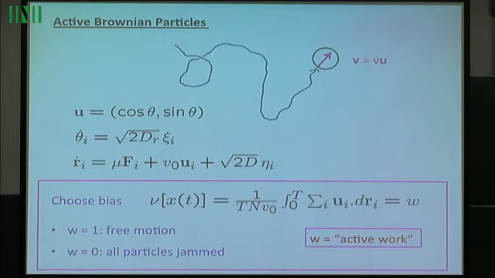So what we can do is take the active Brownian system and ask, well, okay, how does it behave if I just filter the dynamics, I just choose the trajectories to observe unusually large or small values of this quantity. So you can think of that as unusually successful activity and unusually frustrated activity, if you like.